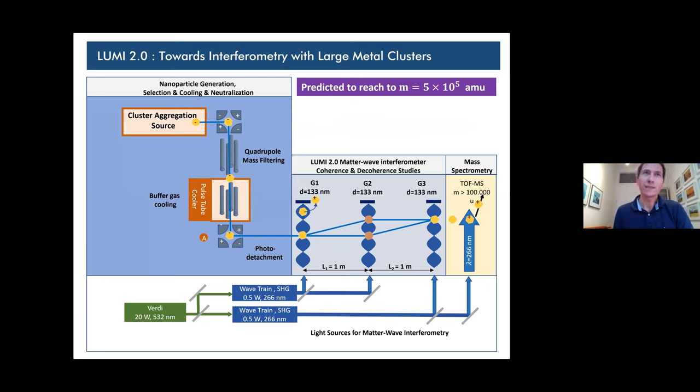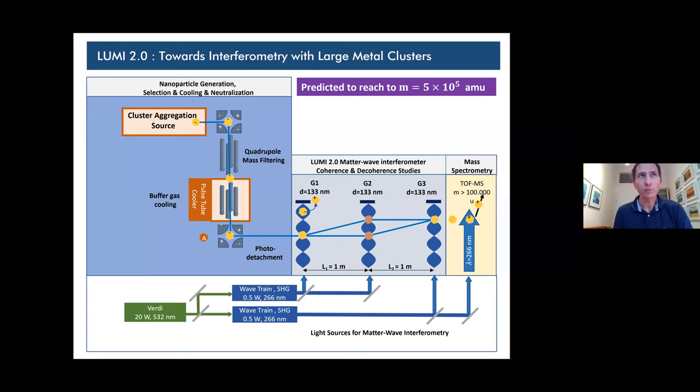The blue part is kind of in the lab already, and the right-hand part, a light blue part, will appear in the next 1 to 2 years. But the idea is to take a cluster aggregation source, a magnetron sputter source, which can generate essentially anything. If you want a metal cluster, tantalum, titanium, aluminum, niobium, whatever you like, you can do that in that source.